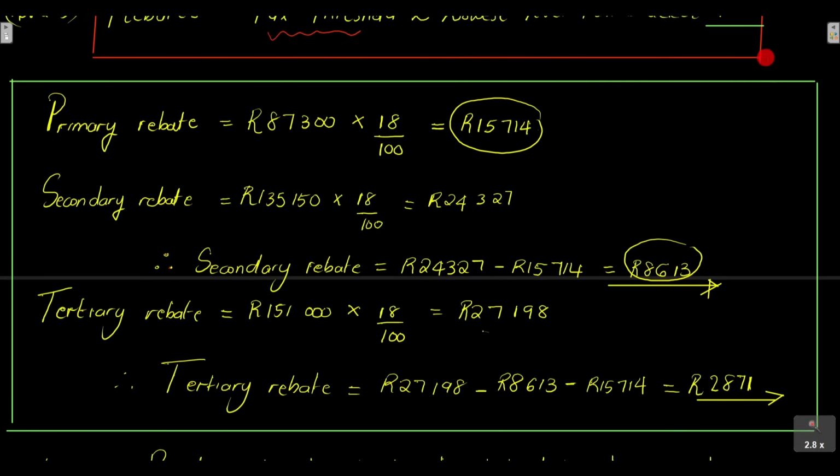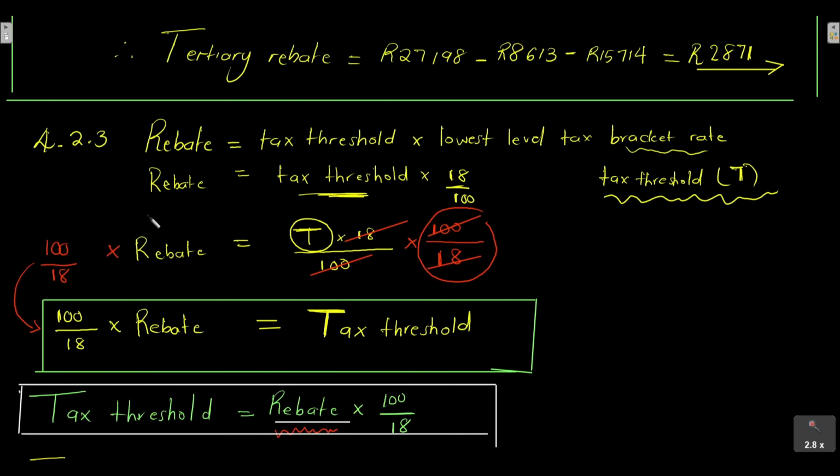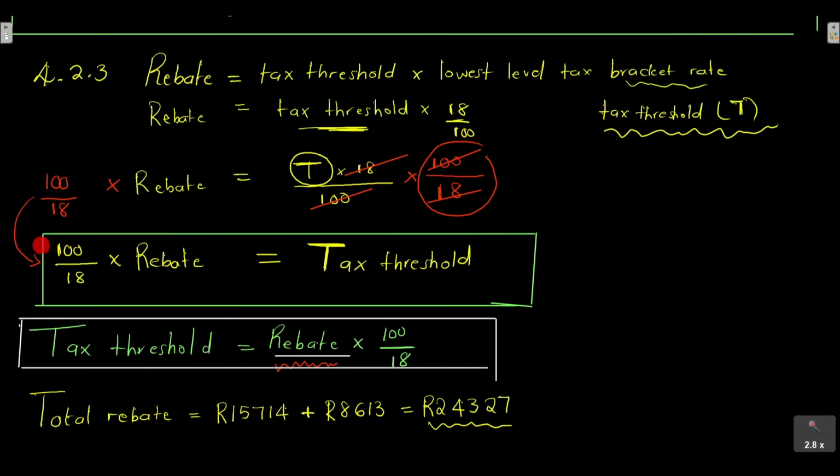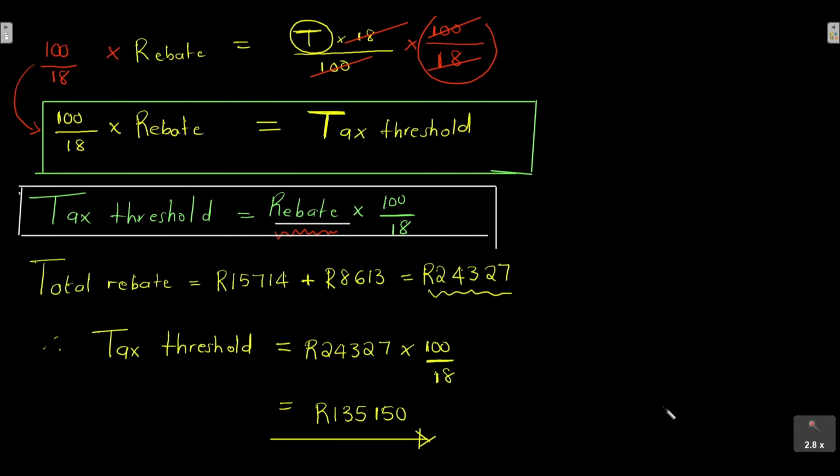That is how we can go about calculating our rebates. And then from there, I went on to show you how we can manipulate this formula, play around with it to get to the tax threshold, then to get to our final answer. Please watch it with so much focus so that you don't ask, but I don't get this. Why did you add? Why did you plus? Because I explained why. Please focus and try to apply yourself, because this is one of those higher level types of questions for mathematical literacy.